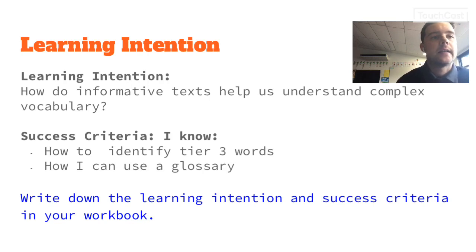All right, our learning intention today, which I would like you to write down, is how do informative texts help us understand complex vocabulary? And what we're going to do today is we're going to be able to identify tier 3 words, and we're also going to use a glossary. So can you please write down that learning intention and success criteria in your workbook right now?